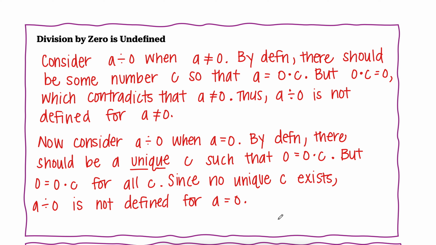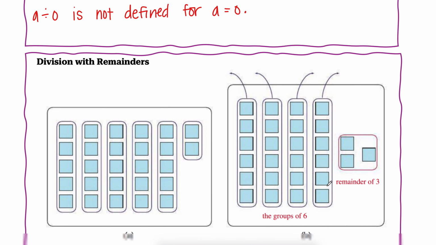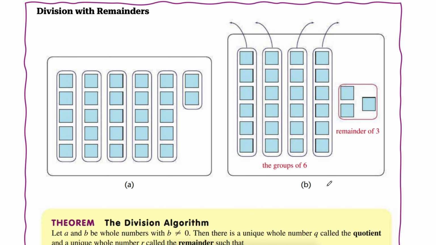One last thing we'll look at in this video, and then in my next video we'll do a few examples with division, is division with remainders. So here I have some tiles. The first one is 27 divided by 5. You can take these tiles and put them into groups of 5. So there's 5 groups of 5 and 2 left over. Those 2 left over are the remainder.